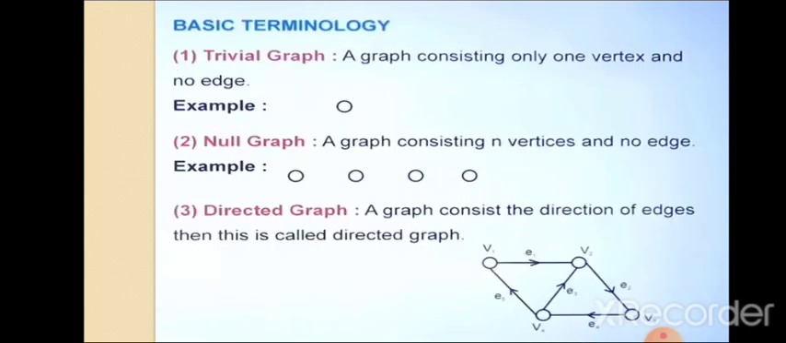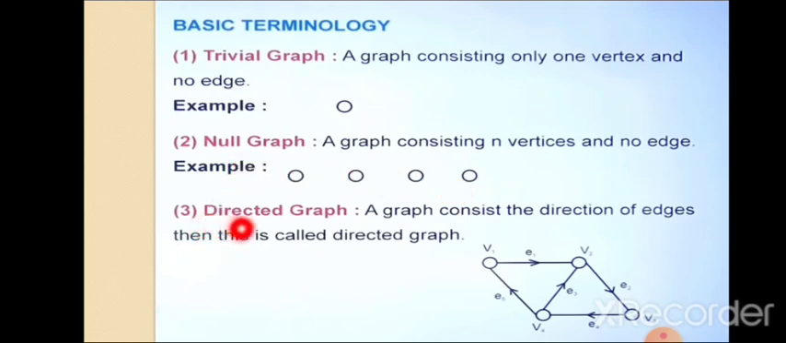Now next, some basic terminology. First, trivial graph. A graph consisting of only one vertex and no edge is called a trivial graph. We can see that here we have only one vertex, so it will be a point, and this is an example. Next is null graph, a graph consisting of n vertices and no edge. Here there are 4 vertices but no edge is present, so this is a null graph.